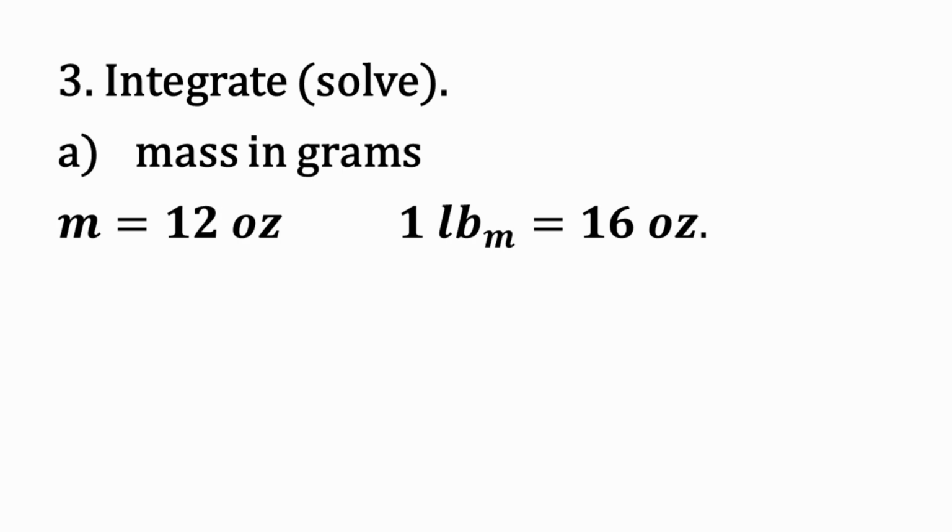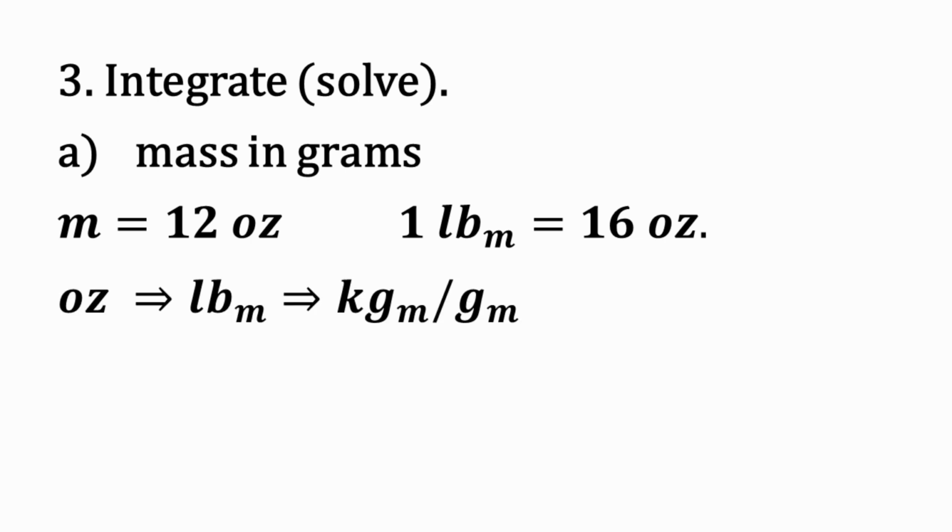We recall some of the given at step 2. To solve for the first unknown, we are just going to convert the given mass to a different unit. Here is the flow of conversion. Using the given conversion factor, we convert ounce to pound mass. Then we proceed in converting pound mass to SI units until we reach the desired unit.